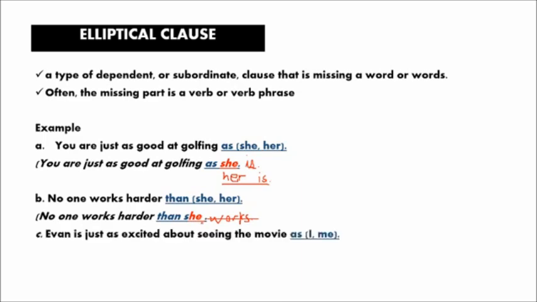Evan is just as excited about seeing the movie. Is it I or me? Some of you would choose me, but the correct answer is I. Evan is just as excited about seeing the movie as I, because supposedly it has the linking verb am here, but am is not written because it is understood from the context. So, Evan is just as excited about seeing the movie as I. "As I" is an elliptical clause.